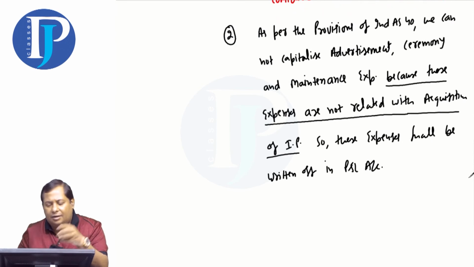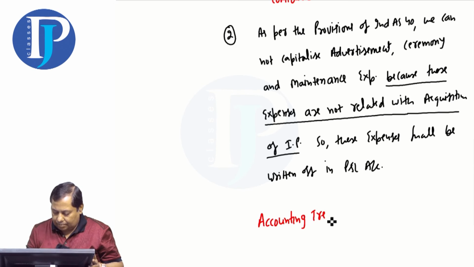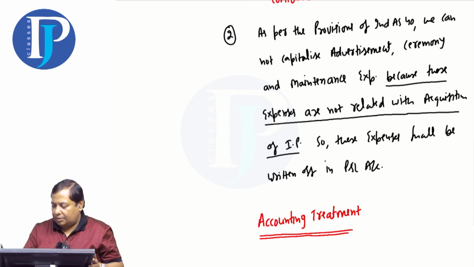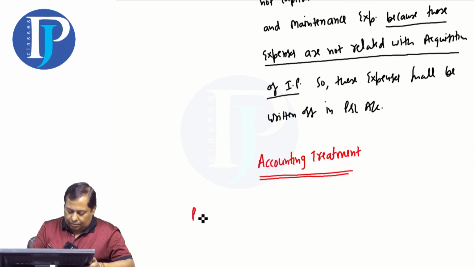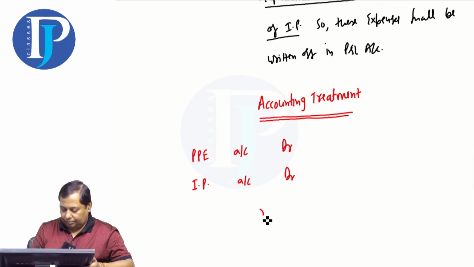Make the notes very clear. I have written the points. Okay, if I talk about the accounting entry, I want to pass an entry in this. PPE account debit. Investment property account debit to bank.